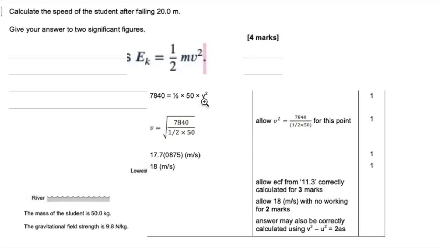Now you rearrange this. Since half and 50 are multiplying, you divide them, because you do the opposite of what's being done in the equation. So you're dividing them by 7,840, and then since it's squaring, you're going to square root the other side, and that leaves us with this, and we have to give the answer to two significant figures, therefore it's going to be 18.